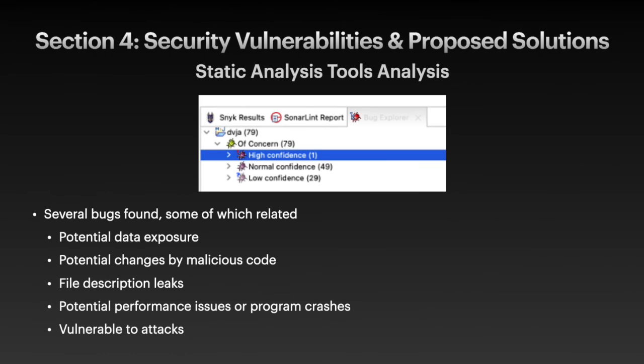During static analysis, SpotBugs returned 79 bugs, and each of these areas were explored and given solutions. From these, vulnerabilities in relation to potential data exposure, potential changes by malicious code, file descriptor leaks, potential performance issues or program crashes, and vulnerability to attacks were found.